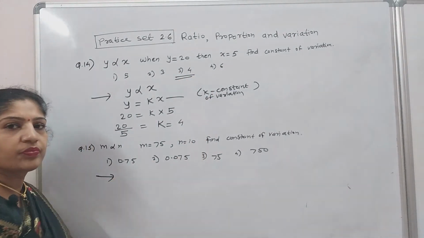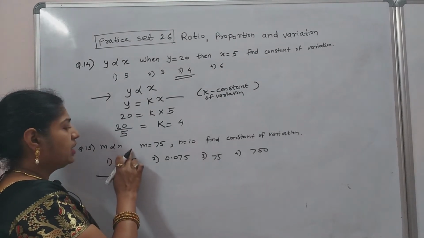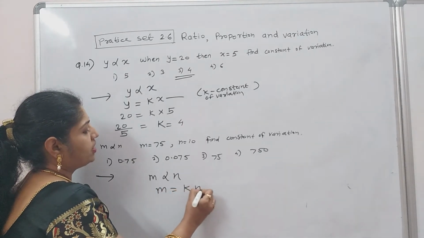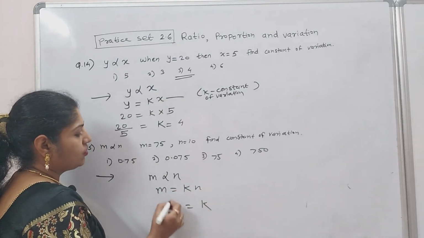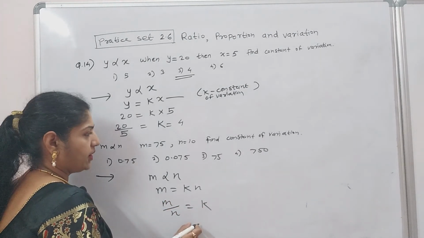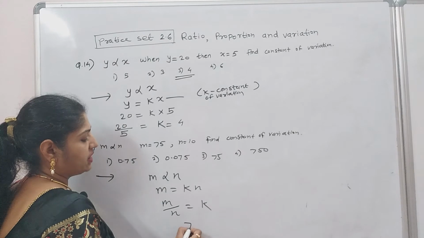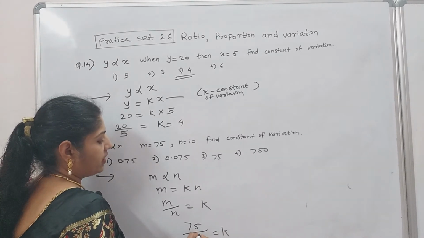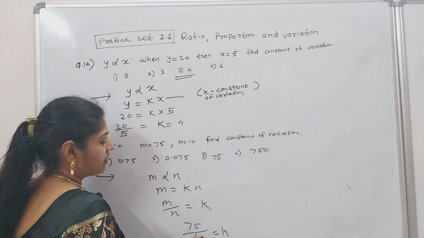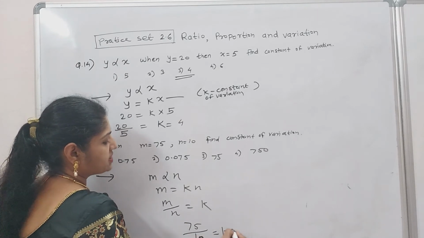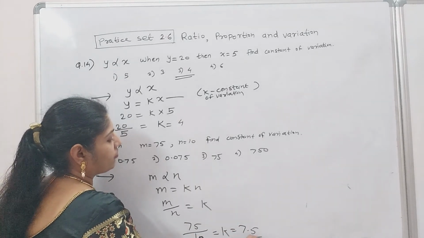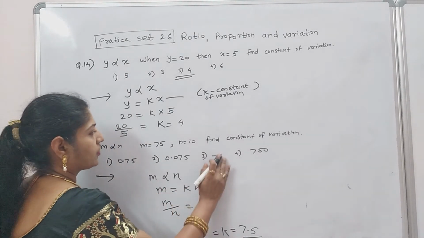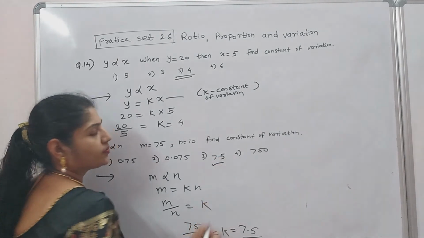Next example, m is directly proportional to n. So m equals kn, where k is the constant of variation. n goes in division, m upon n equals k. Now put the value of m, 75, n's value 10, 75 upon 10. When there is division by 10, it gives only one decimal place, that is 7.5. Constant of variation k equals 7.5. Option number 3, 7.5.